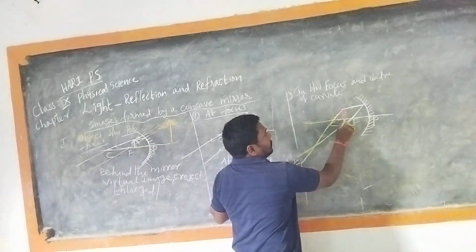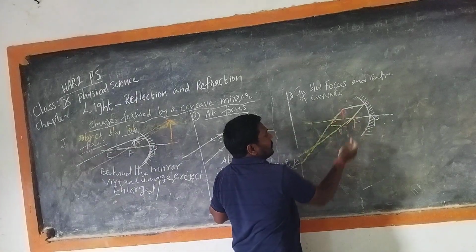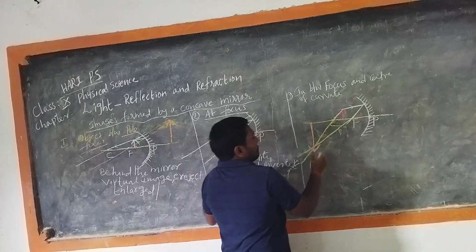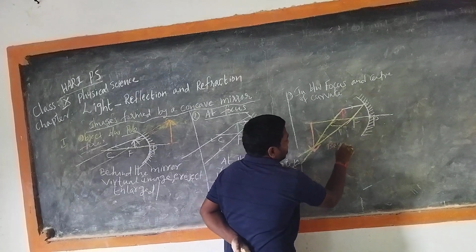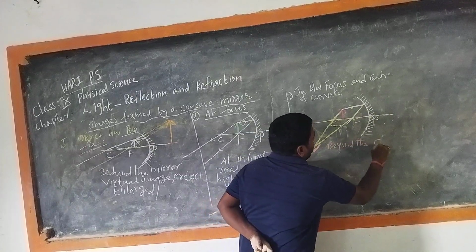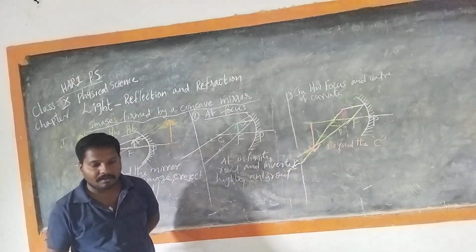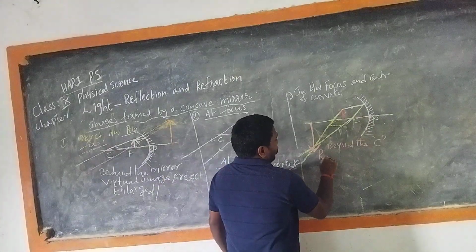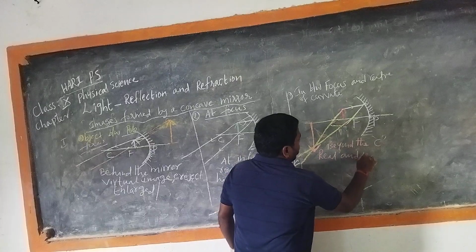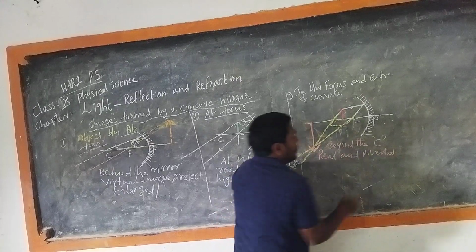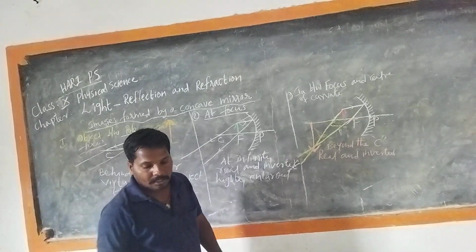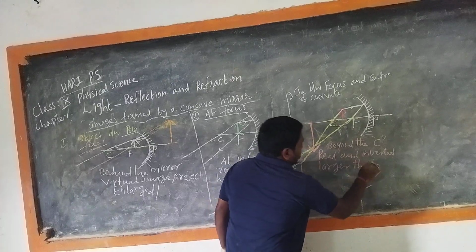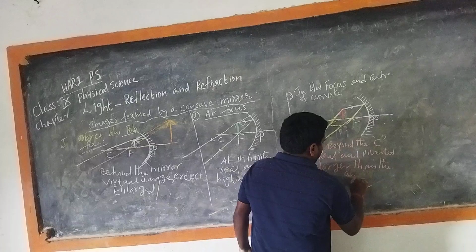So, if the object is placed in between the center of curvature and the focus, the image is formed behind the center of curvature. See, the back side. Real and inverted image is formed, larger than the object.